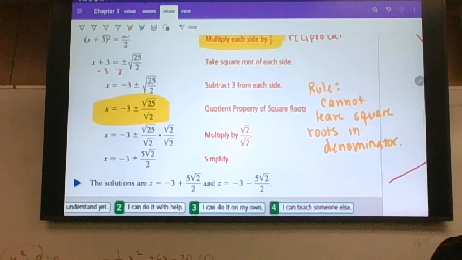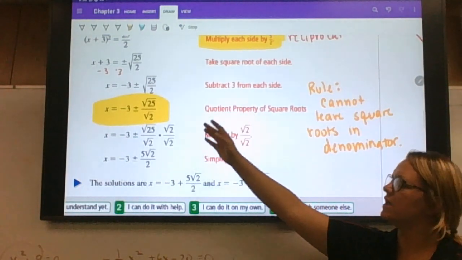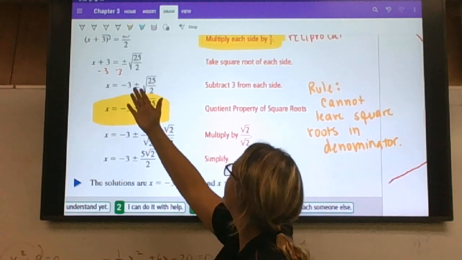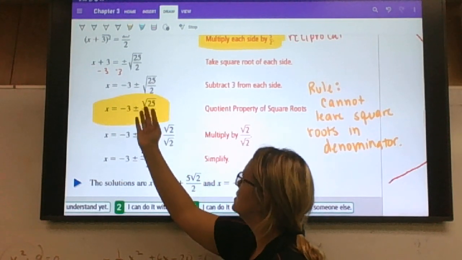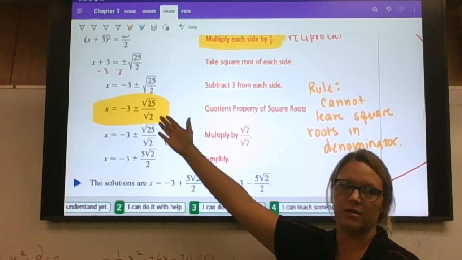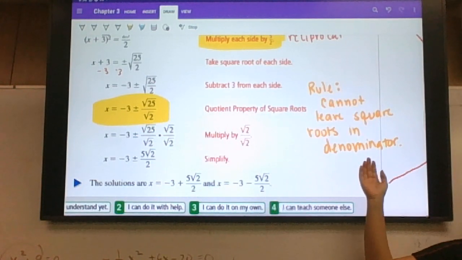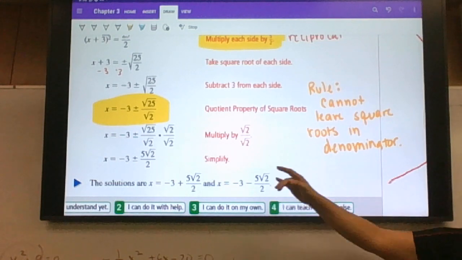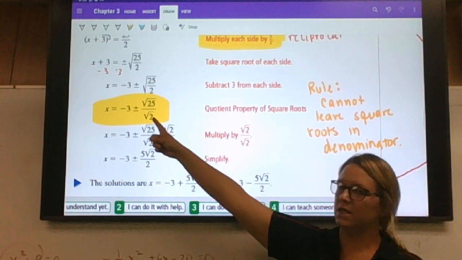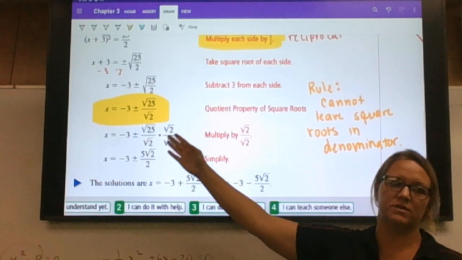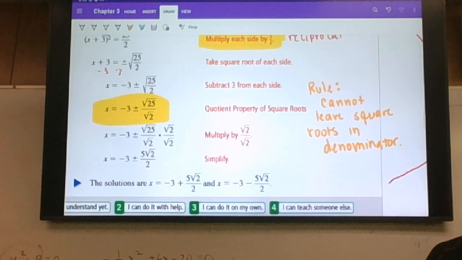And I think the book mentions it in the paragraph, but they don't mention it here. I would not be surprised if you stopped here and thought it was totally right. There's a rule that you cannot leave square roots in denominators. So their next step is trying to clear this square root from the denominator so that we can follow that rule. So in their effort to clear the square root, they multiplied the top and bottom by the square root.